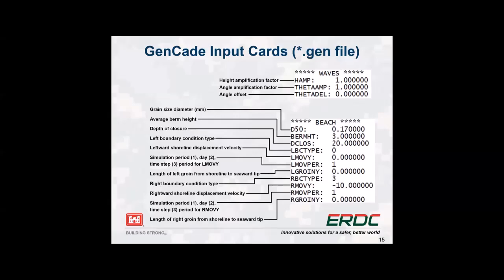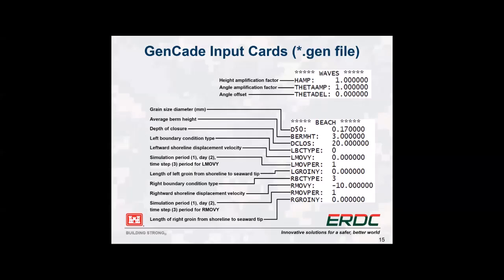Some more. So you input cards, you have your D50, so your grain size, the berm height, and the depth of closure. So any sediment transport you will get will be divided by the depth of closure plus the berm height to get the cross shore or the shoreline accretion or erosion. We have 3 different boundary types: pinned, moving, or gated.